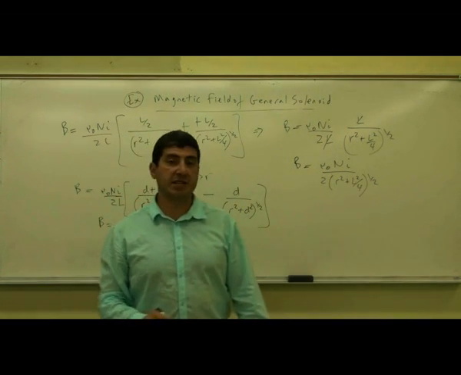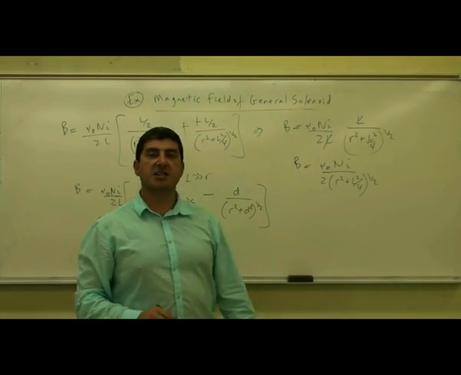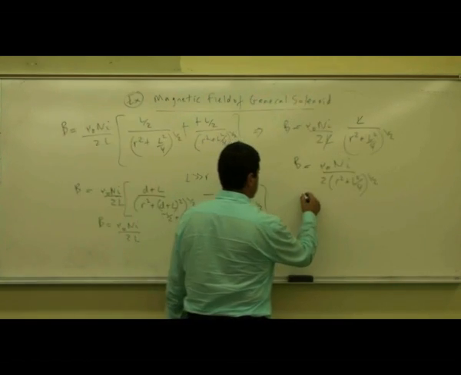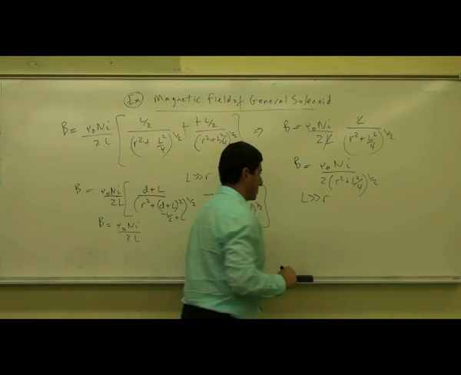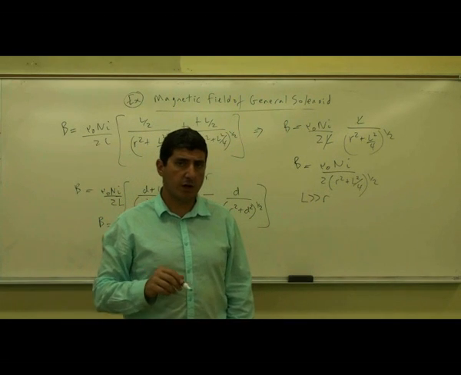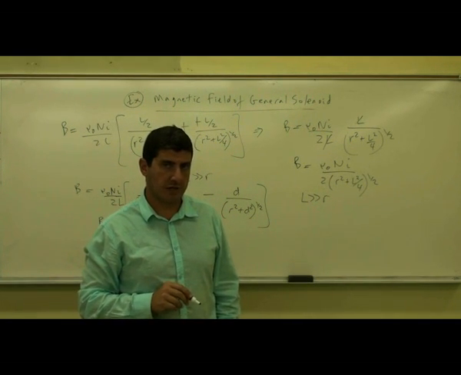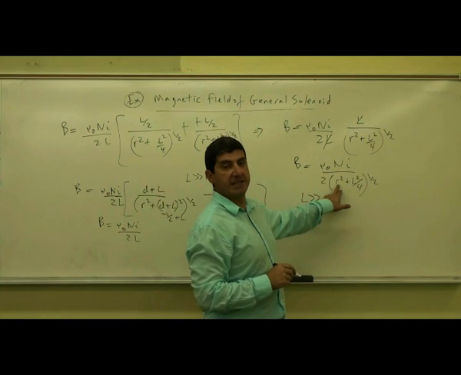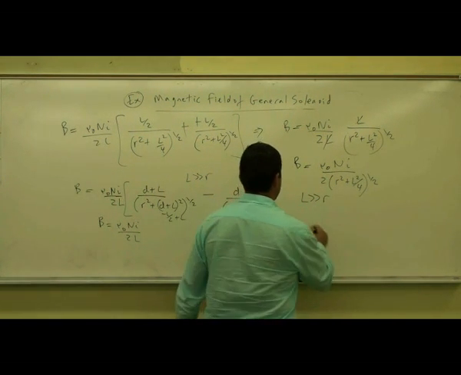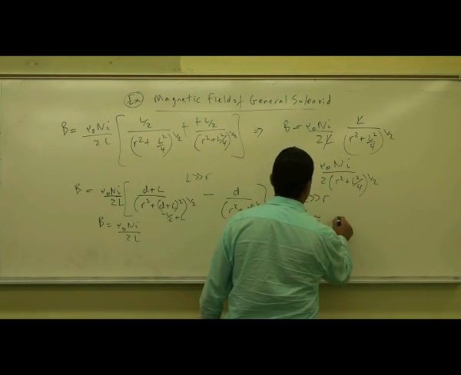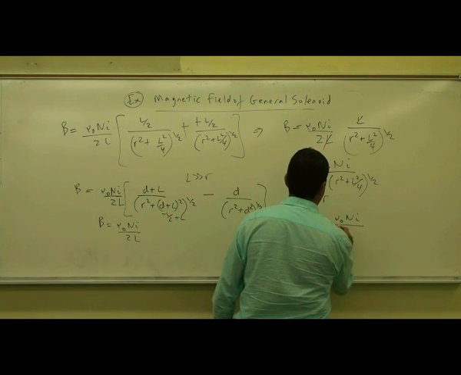Now let's take the limit of this as L is much bigger than R. If L is much, much bigger than R, what would this come out to? Well, the length will dominate the radius, right? So the magnetic field will approximately equal what? Mu 0 Ni over 2.